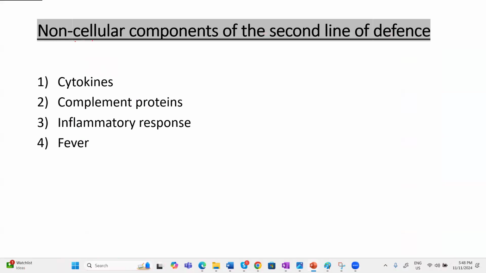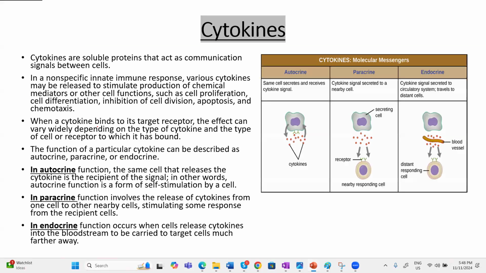Now, non-cellular components of the second line of defense. First is cytokines, then complement proteins, the inflammatory response, and fever. So see, what are cytokines? They are actually soluble proteins. They act as communication signals. These cytokines can function depending upon where they are released from and where they target. For example, if the chemical released from one cell has a receptor on its own surface, this is autocrine signaling. It means they are stimulating their own cell to produce more and more cytokines.